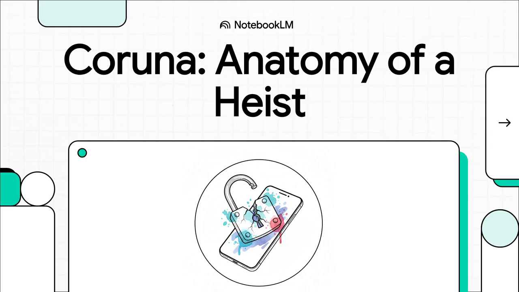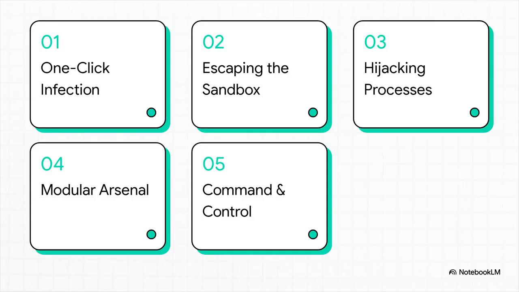We're going to break down this complex exploit kit using a step-by-step digital heist framework. You're going to see exactly how this malware picks the lock on an iPhone, disables the alarms, puts on a disguise, and steals the loot. Here is our blueprint for today's heist. We'll cover the one-click infection, escaping the sandbox, hijacking processes, the modular arsenal, and finally, command and control.